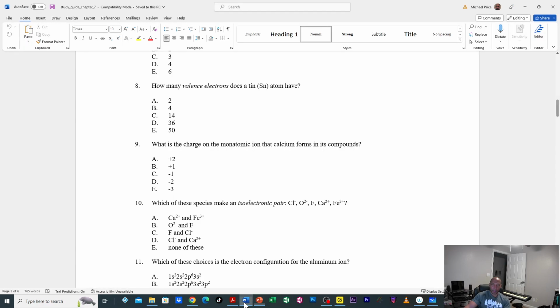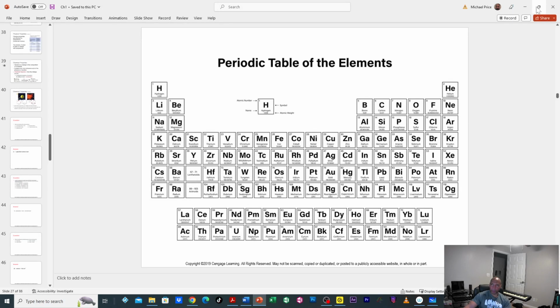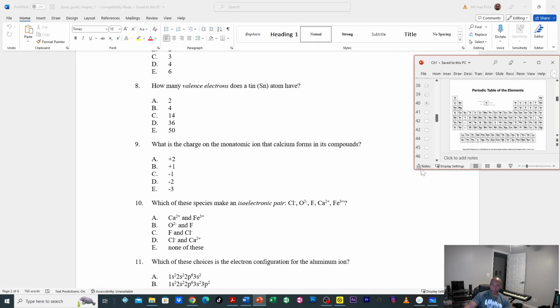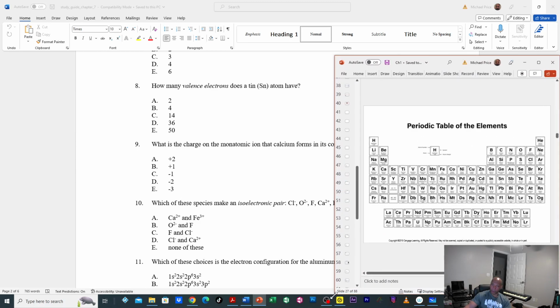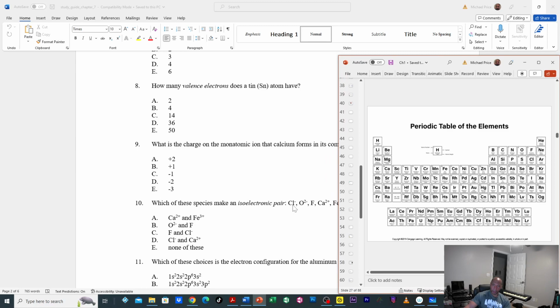Okay. And what is the charge of a monoatomic ion calcium forms in its compounds? So of course you look at calcium. Calcium wants to lose 2 electrons. So 1, 2 electrons. When it loses 2 electrons, it's going to have a noble gas configuration. It's going to have the same electron configuration as argon. So of course the answer is +2, which is A.